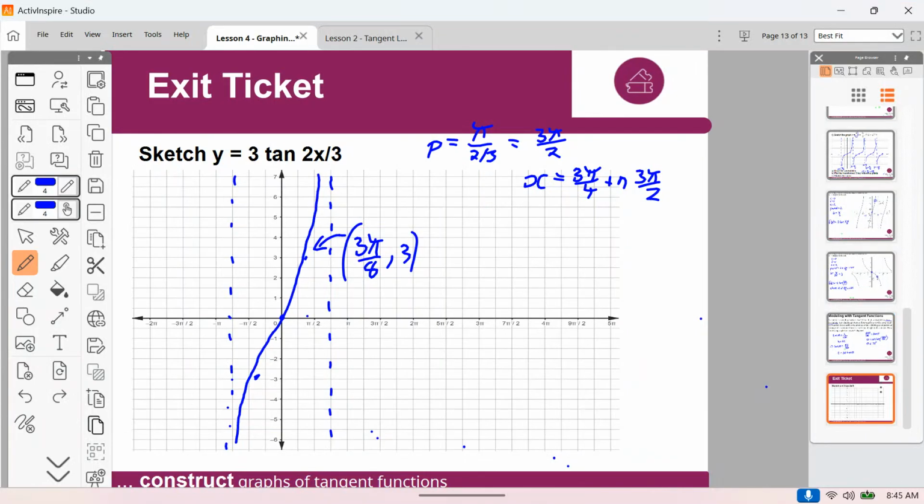Our next asymptote is going to be at 9 pi over 4. So 9 pi over 4 is 2 pi and a quarter. So that's there. It's going to go through here and there. It's going to continue like this. All right, that's it for today.